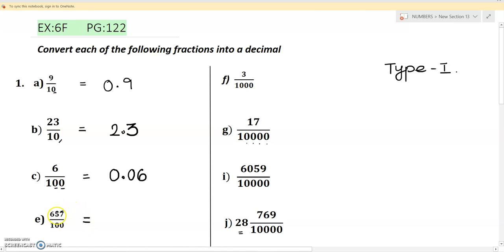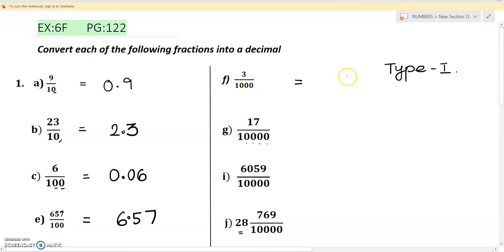The next fraction is 657 by 100. Write down the numerator first. It is 657. We have 2 zeros in the denominator. So 1, 2. 2 digits after the dot. It is 6.57. 657 by 100 is equal to 6.57.